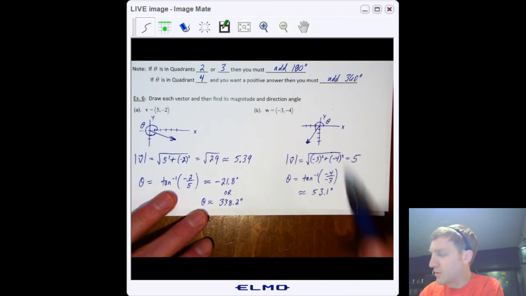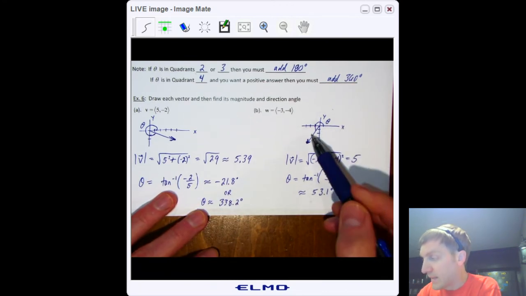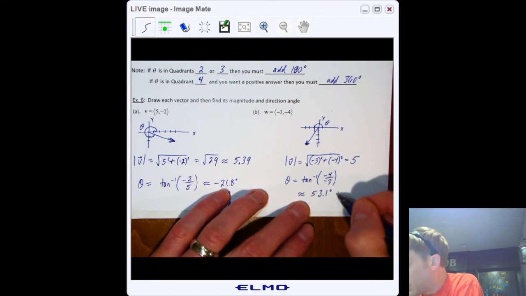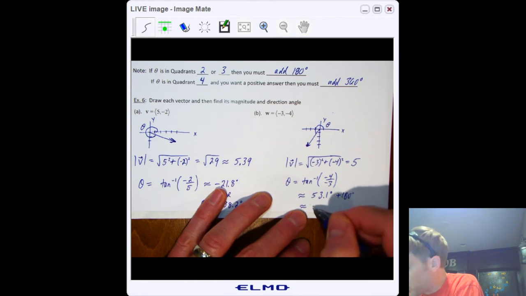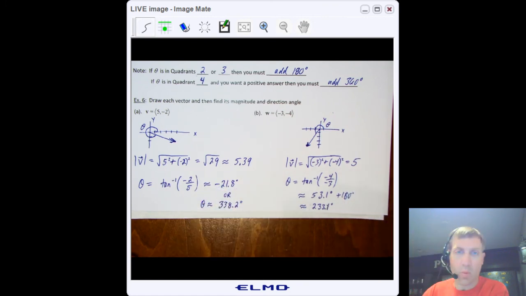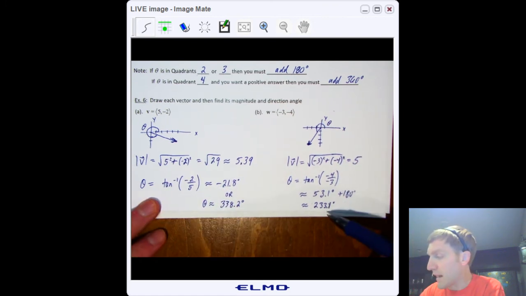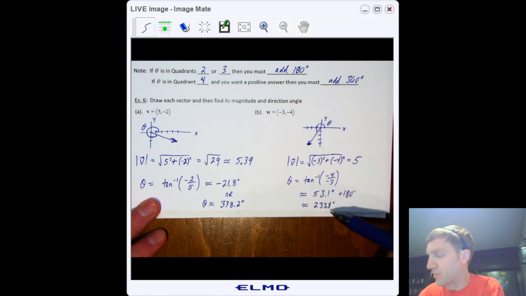Okay. Look at your picture. You know right away that's not correct. 53.1 is in quadrant 1. This angle is supposed to be in quadrant 3, right? So you have to add 180 to that and get 233.1. Sorry, that's a 1. 233.1 degrees. Okay. Now, look at that angle. Does that make sense? Yes, it does. 233 is between 180 and 270. That's in quadrant 3, so it's correct.